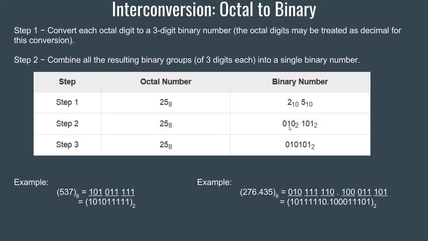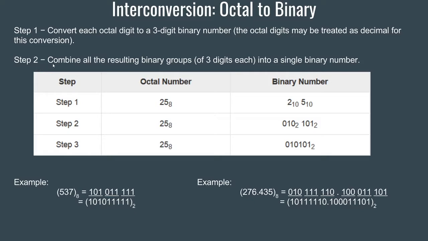Now we have written it as 010 because it is octal. And for octal, we always make groups of 3 because its base is 8 and 2 to the power 3 is 8. So over here we have 2 as 010 and 5 as 101 because 101 is the binary equivalent of 5. So we have covered the first step, that was to convert each octal digit to a 3-digit binary number. This 2 has been converted to 010 and 5 into 101.